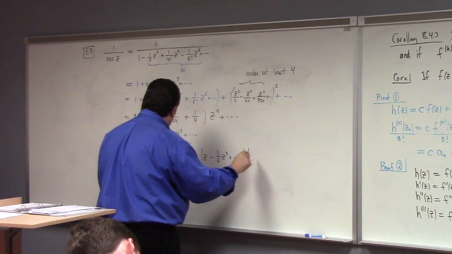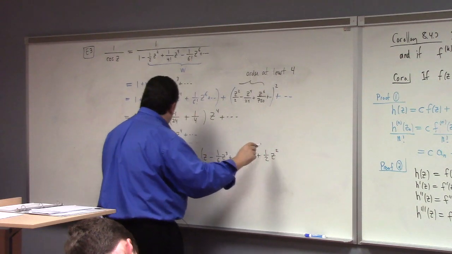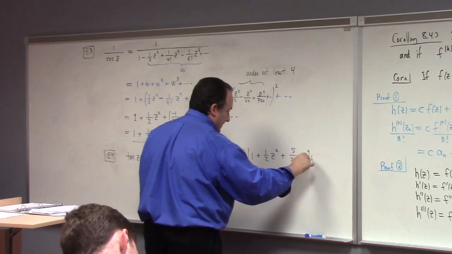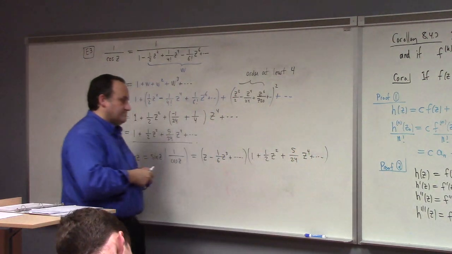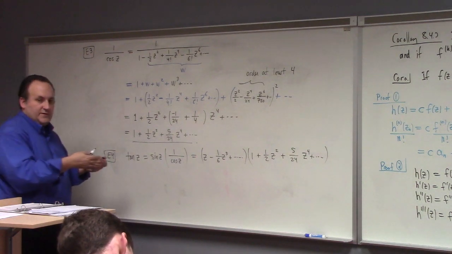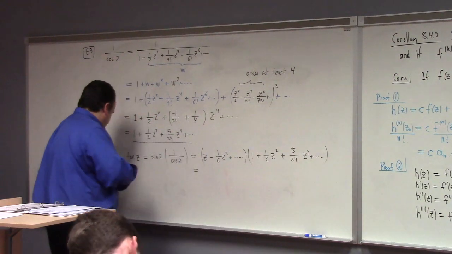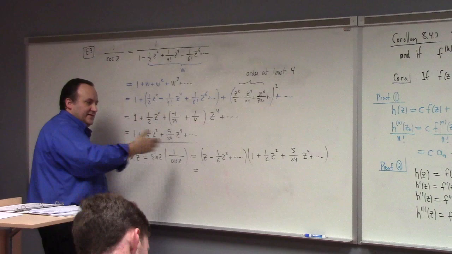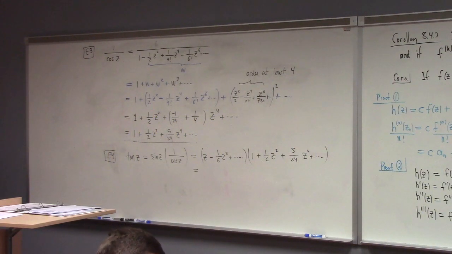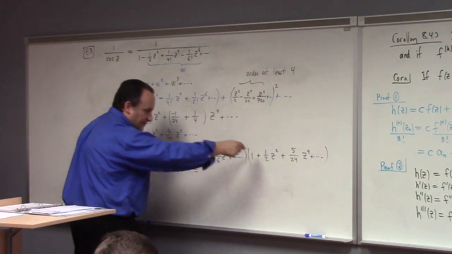And I got 1 plus 1/2 z squared plus 5 over 24 z to the 4th, like that. And so I use the Cauchy product again, right? I just collect like terms. So what's the lowest order term? I always go order by order, lowest to highest, okay? What's the lowest order term? I think it's just the z times 1, right? So I've got a z.